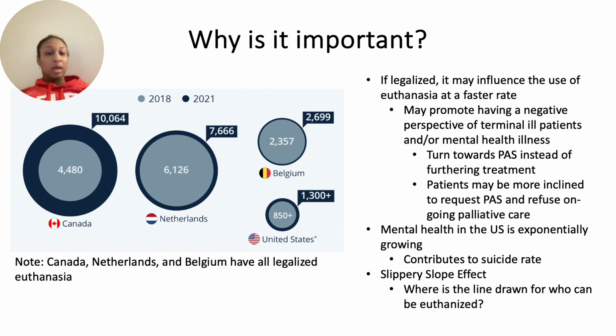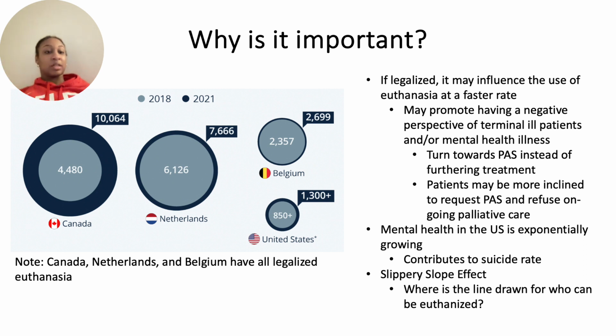When we look to see why it is important, I want to point out this graph over here. Netherlands, Belgium, and Canada all have legalized euthanasia. And we can see that those numbers are extremely large in comparison to the United States. And the dark blue represents 2021. Canada has the most, having over 6,000 patients carry out PAS.